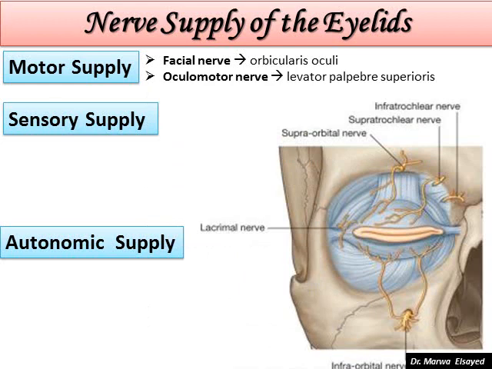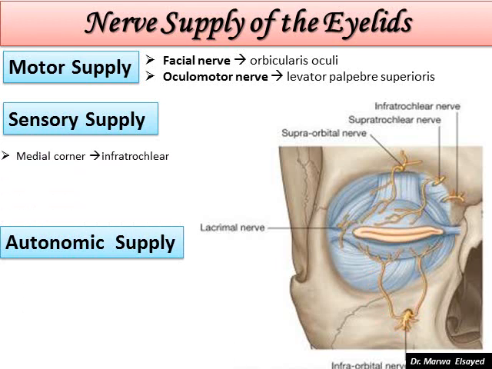Sensory innervation to the eyelids comes from the ophthalmic and maxillary nerves, which are branches of the trigeminal nerve, the fifth cranial nerve, like this. The lateral corner of the eyelid is supplied by the lacrimal nerve, the medial corner by the infratrochlear nerve, the superior eyelid also by supratrochlear and supraorbital nerves, and the inferior eyelid by the infraorbital nerve.